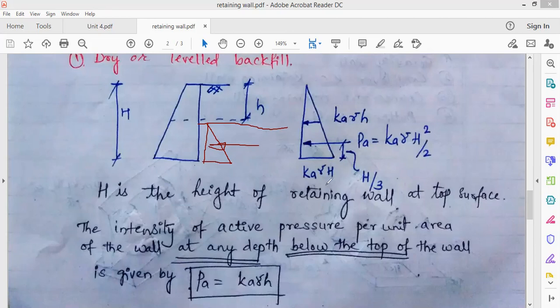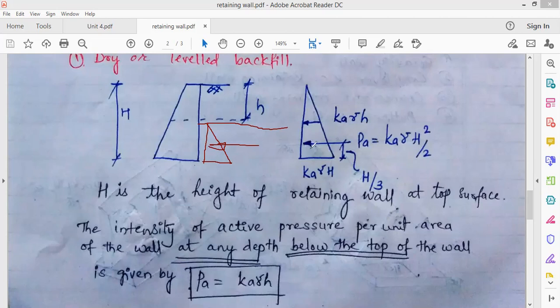And what is the total force acting on the retaining wall? This will be the area of this triangle into unit meter distance. So that will be Ka into gamma into h square by 2, that is the area of the triangle, into 1 meter length we are going to consider.